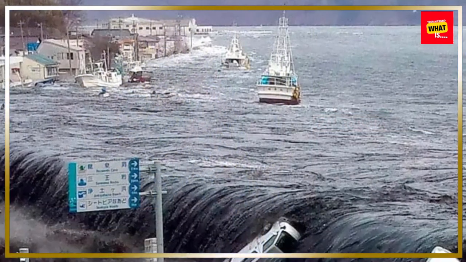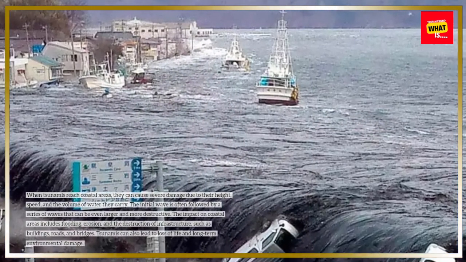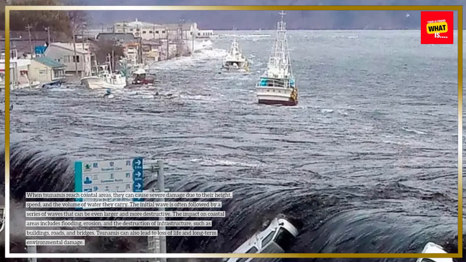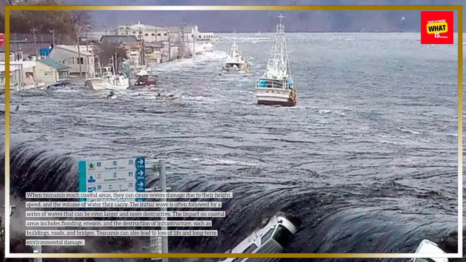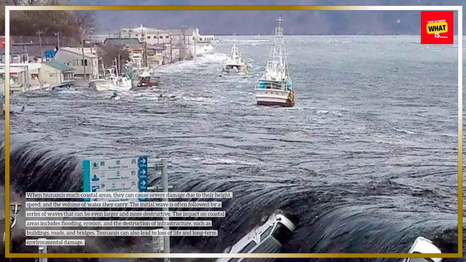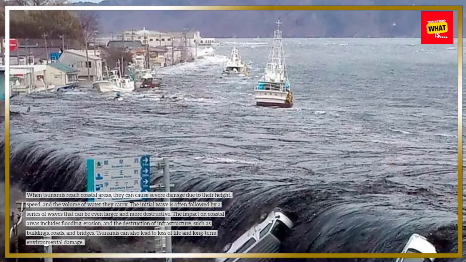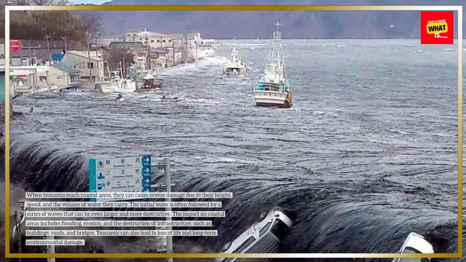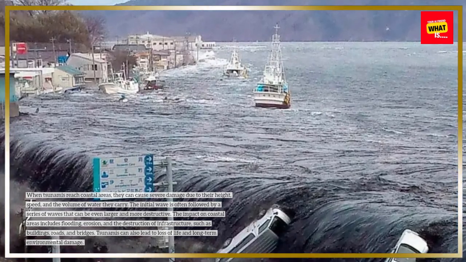Impact on coastal areas. When tsunamis reach coastal areas, they can cause severe damage due to their height, speed, and the volume of water they carry. The initial wave is often followed by a series of waves that can be even larger and more destructive. The impact on coastal areas includes flooding, erosion, and the destruction of infrastructure, such as buildings, roads, and bridges. Tsunamis can also lead to loss of life and long-term environmental damage.